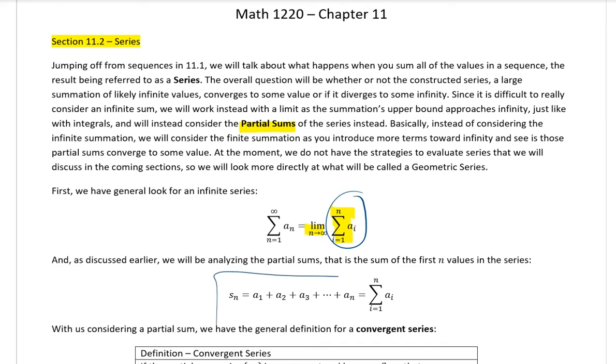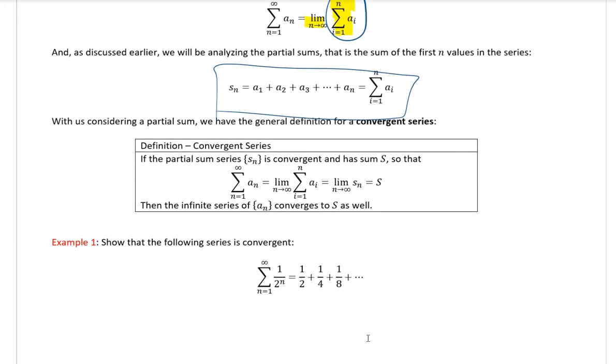Hopefully, when analyzing these partial sums, we can come up with a formula that helps define this. And if we can, it'll be a lot easier to evaluate these series to see if they converge or not. Overall, if we have a sequence of partial sums S_n, and we know that the partial sums are convergent and they have a sum of s, so they're converging to some value s, then that means the infinite series that those partial sums come from will also converge to that same value s as well. So that's why it's helpful to look at these partial sums.